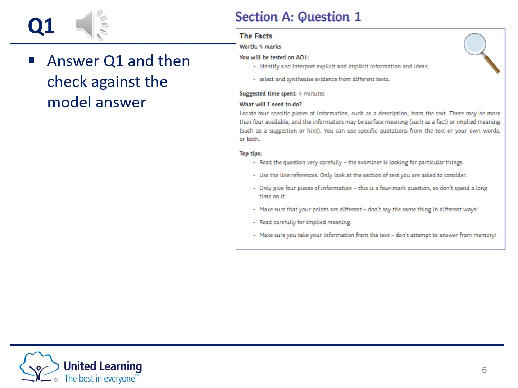Okay, so question 1 is the first question on the reading section. It's really straightforward. It's worth 4 marks, and you need to identify explicit and implicit information or ideas from the text. It normally asks you to write down 4 pieces of information from the first paragraph or so regarding a specific aspect in the text.